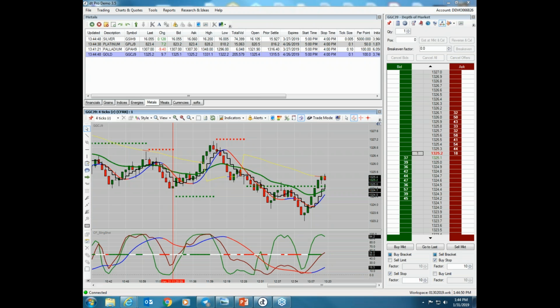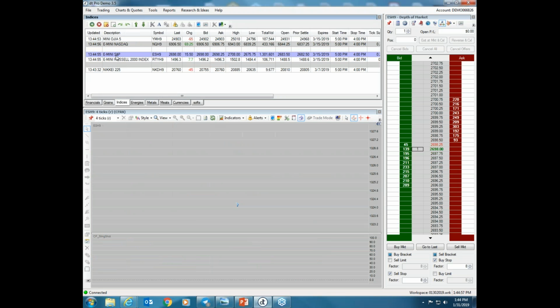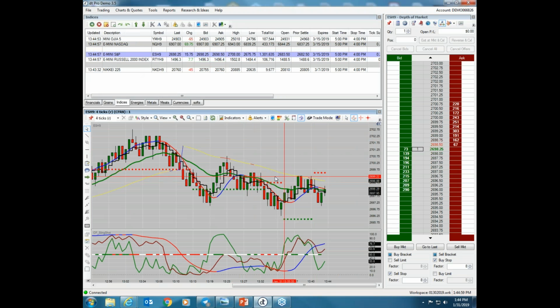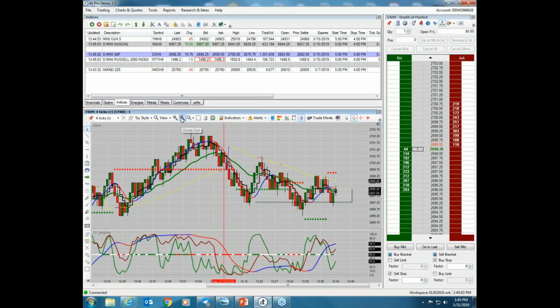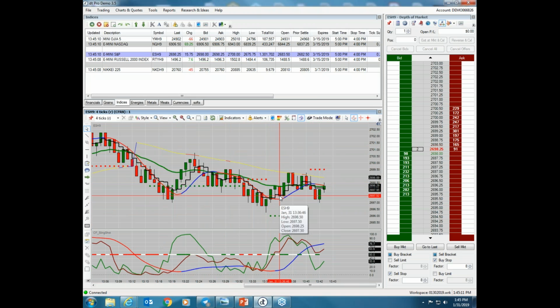All right. So let's look for some other stuff to get dirty with here. Go back to the S&P. I think the S&P is kind of a mess here. Notice the first thing I do is zoom out. We just talked about this, about not taking this trade right here. This one here. All right.